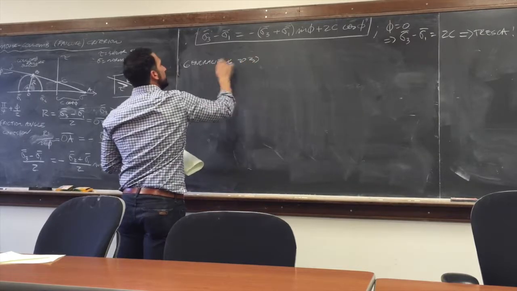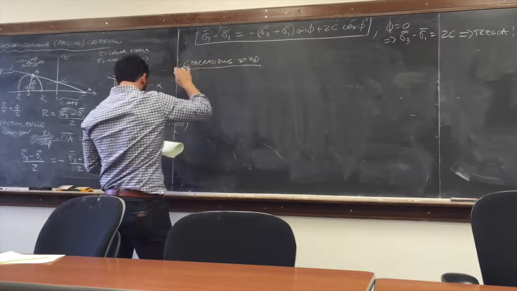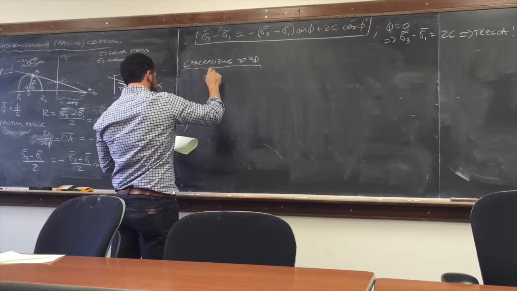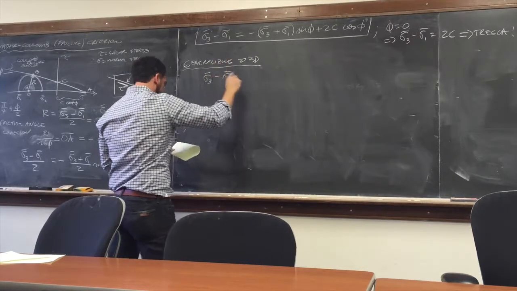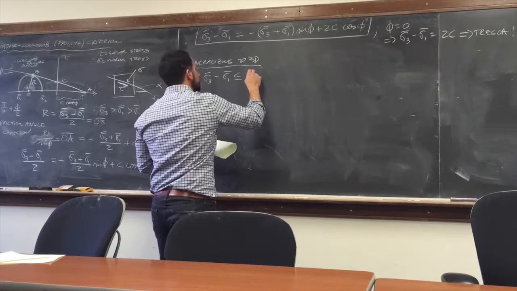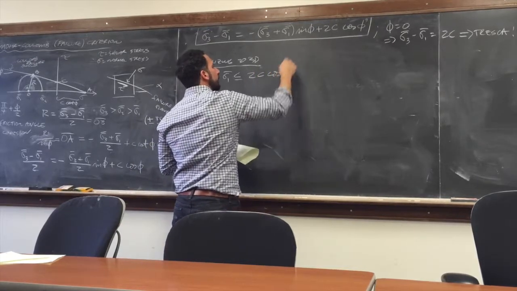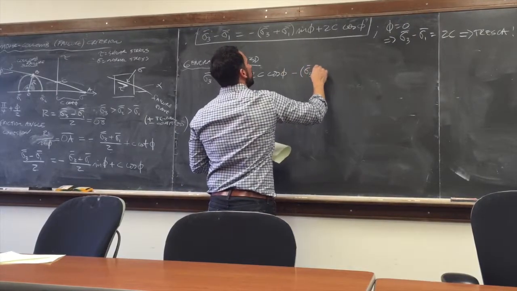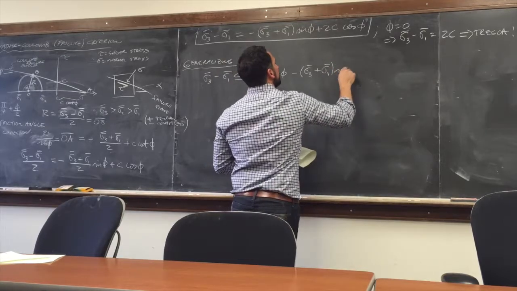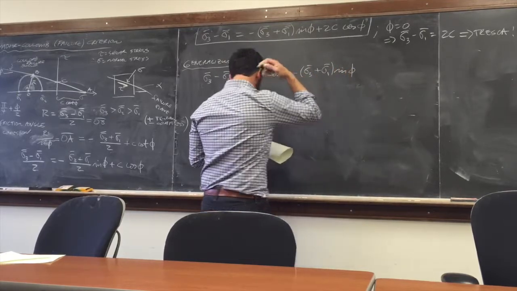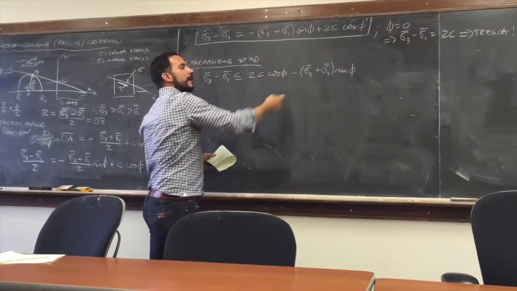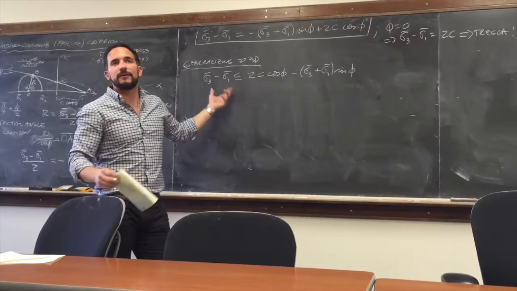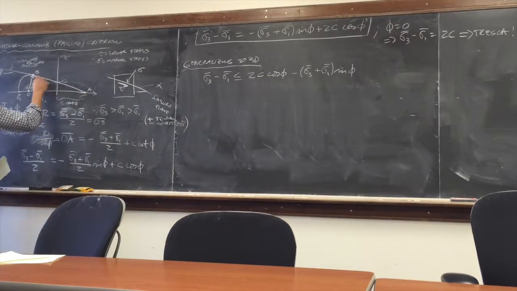So generalizing to 3D, in general, this is what happens. Sigma 3 bar minus sigma 1 bar, let me just rewrite it, less than or equal to 2c cosine phi, minus sigma 3 bar plus sigma 1 bar, sine of phi. So this is going to become the comparison. When this is less than or equal to that, there's no failure. I'm somewhere, say here.